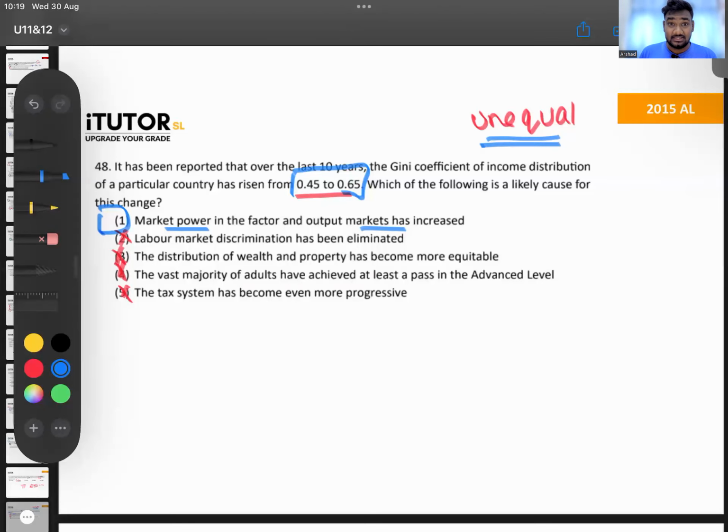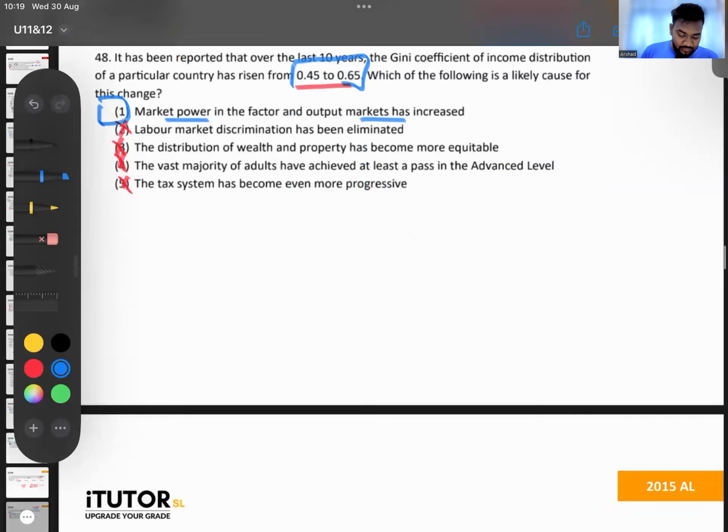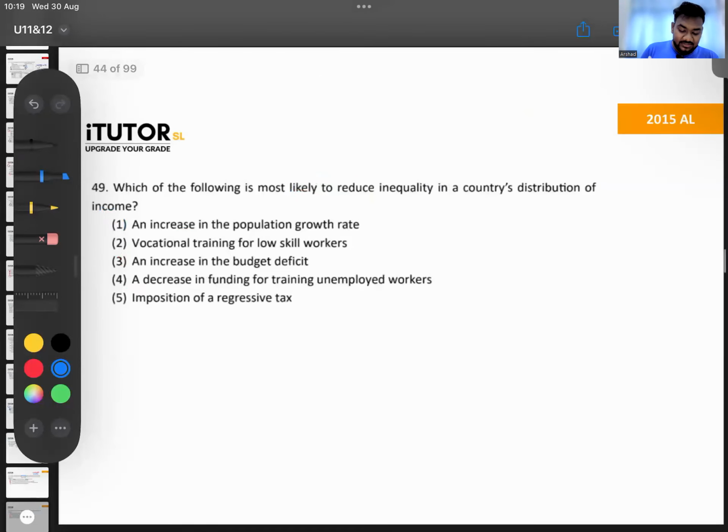Fine. 48. Okay. Then we'll go to 49. Which of the following is most likely to reduce inequality in a country's distribution of income? Again, connected to this one. What can you say, guys? Reduce the income inequality. Increase in the population growth.